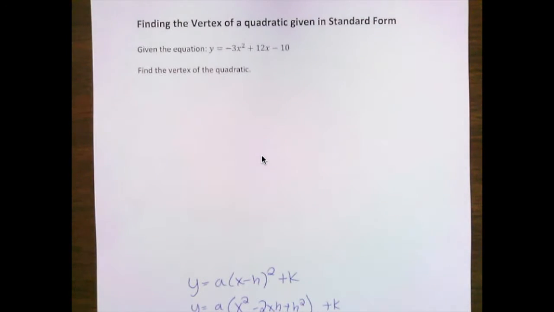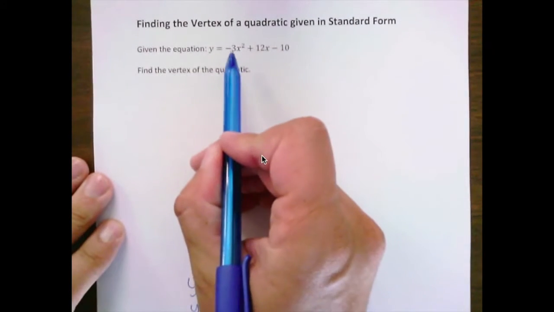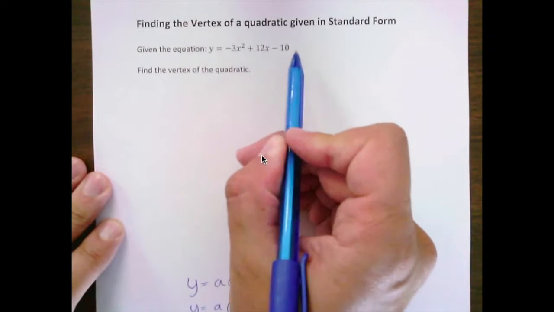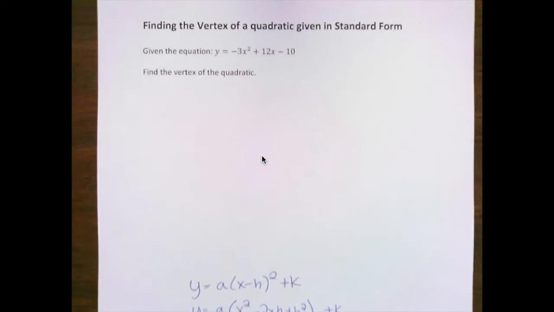Everybody, let's talk about finding the vertex of a quadratic given in standard form. So, we're given the equation y equals negative 3x squared plus 12x minus 10. What we want to do is find the vertex of the quadratic. So here's where we're at.